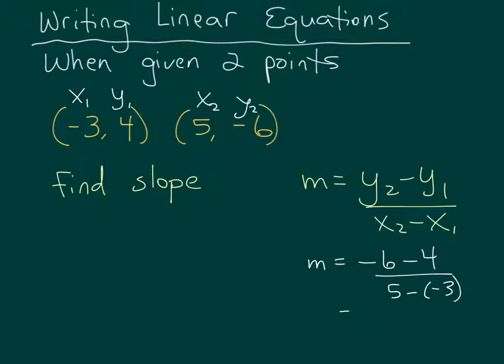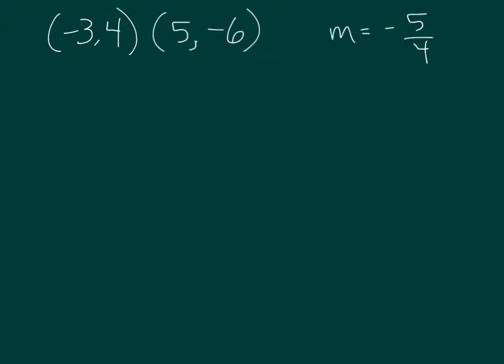So I'm going to simplify this down, and I get negative 10 over 8, because 5 minus negative 3 is 5 plus 3, which gives me, I could call it, negative 5 over 4. That's my slope. So what I have found is my slope value, but I must keep going. All right, so now I've found the slope. My slope is negative 5 fourths between these 2 points. So I know my slope, I know my 2 points.